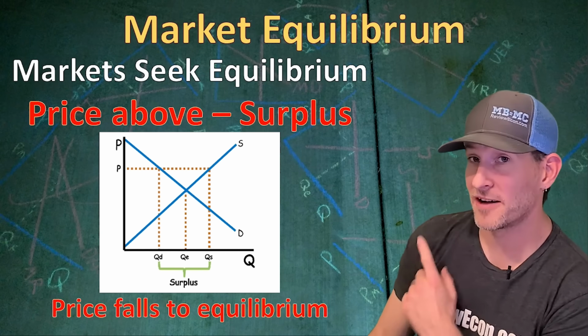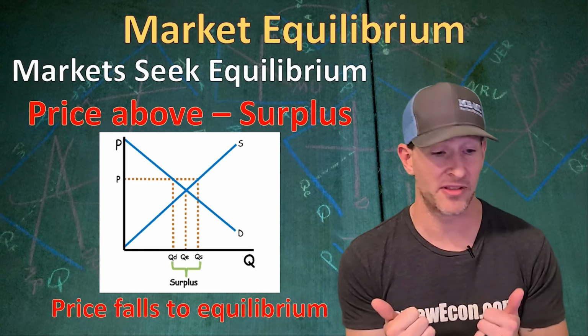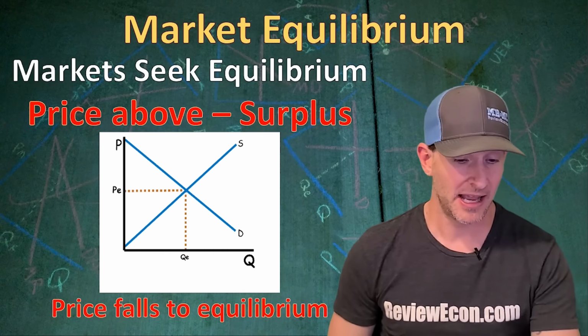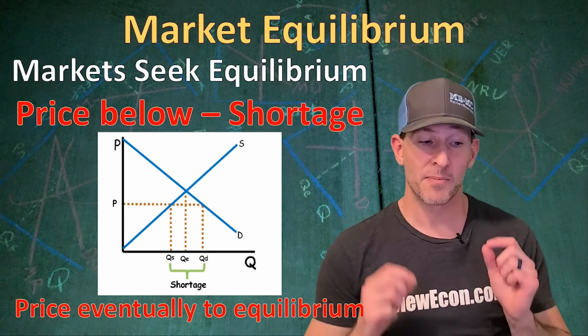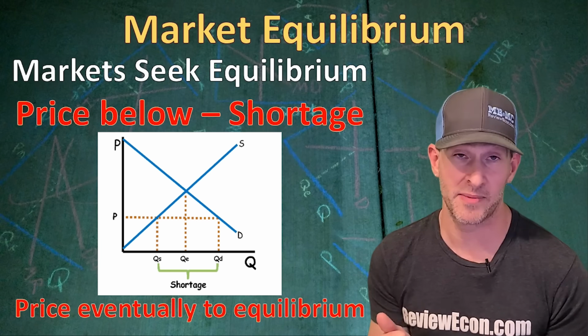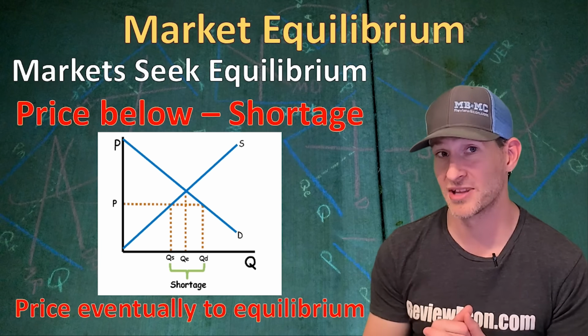If price is above equilibrium, we have a surplus, meaning the quantity supplied is greater than the quantity demanded, and prices will fall towards equilibrium. If the price is below equilibrium, prices are going to rise because we will have a shortage. That means the quantity demanded is greater than the quantity supplied, causing prices to go up towards that equilibrium.